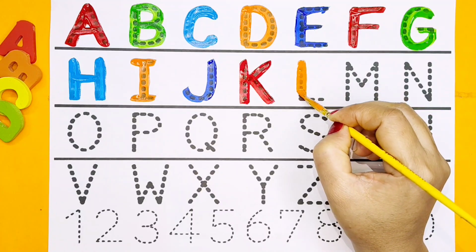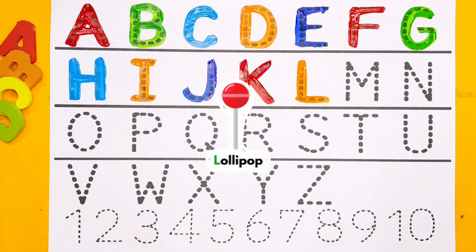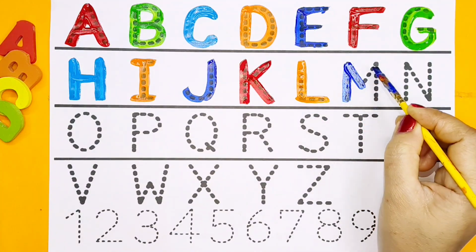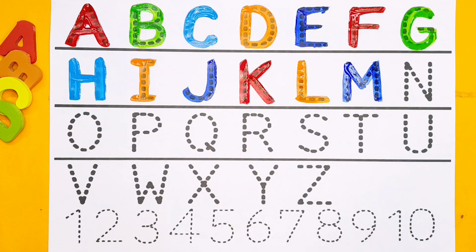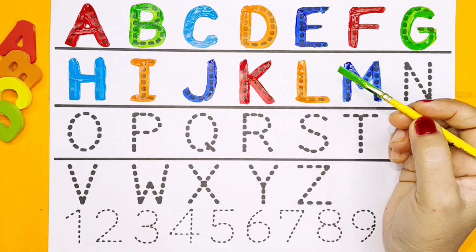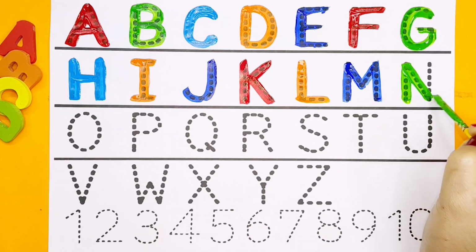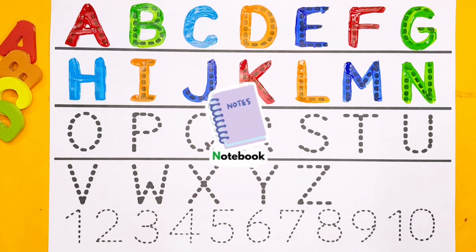Orange color, L, L for lollipop, L for lollipop. Blue color, M, M for monkey, M for monkey. Light green color, N, N for notebook, N for notebook.